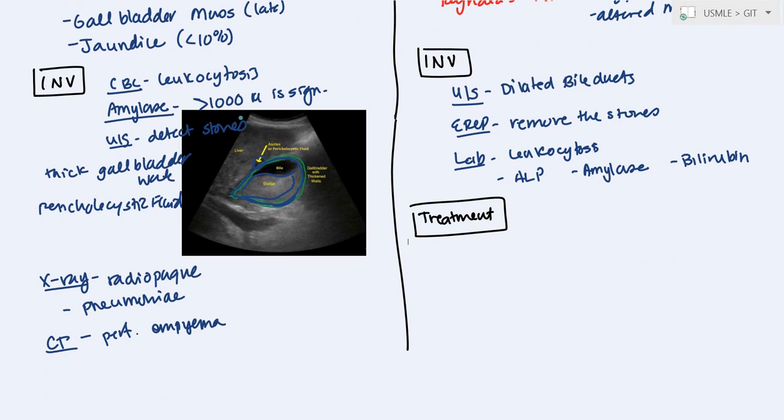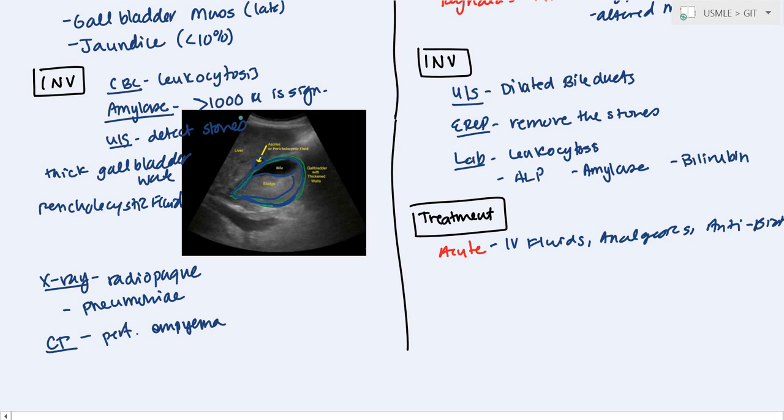So treatment would be two types. You first want to treat it acutely. And when you treat acutely, what you want to focus on is giving them IV fluids, analgesics, and antibiotics. Kind of your three that you want to do all the time. Now, while you're doing this, you also want to make sure you're monitoring hemodynamics, because you want to catch any signs of Reynolds' pentad as early as possible.